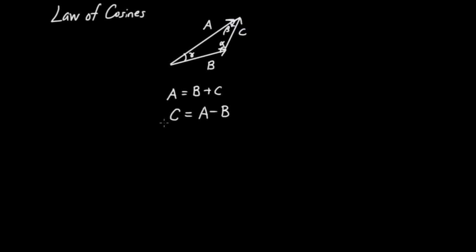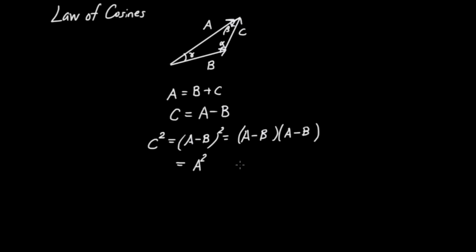And now I'm going to pull a little trick out of the hat. I'm going to square both sides of the equation. So on the left-hand side, I have simply C squared. And on the right, I have A minus B all squared. But that can be rewritten as A minus B times A minus B. And now I'm going to distribute this right-hand side. So first I have A times A, or A squared. That's the first term. Next I'm going to multiply minus B by minus B to get B squared.